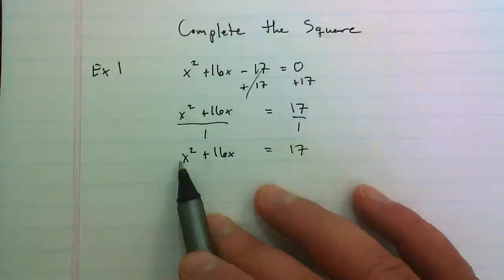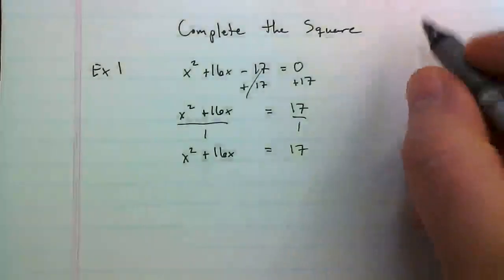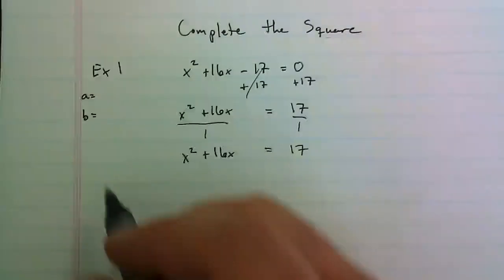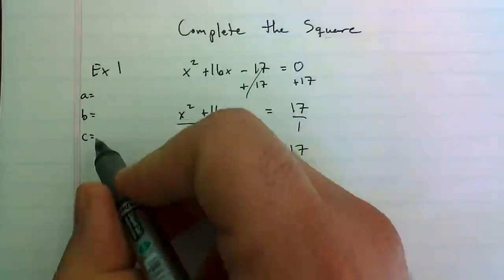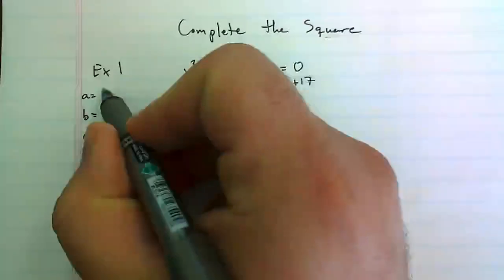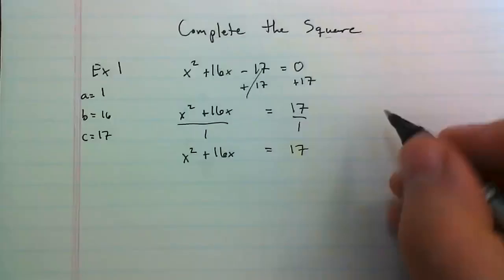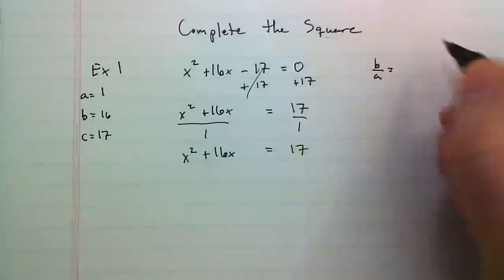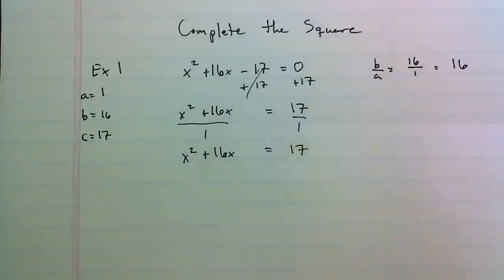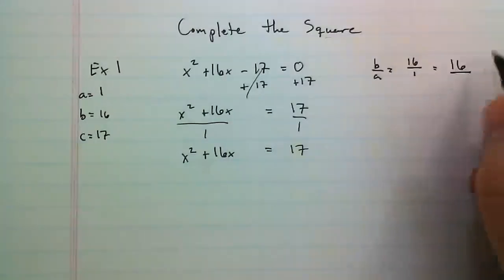Now, step 4 is a little bit of a complicated one. What you do here is you take half of B divided by A, and then you square that and you add it to both sides of the equation. So for this, we actually need to know what A and B are of our quadratic equation, and we should have written that first, but it wasn't really necessary at the start. So C was 17, B is 16 and A is 1.